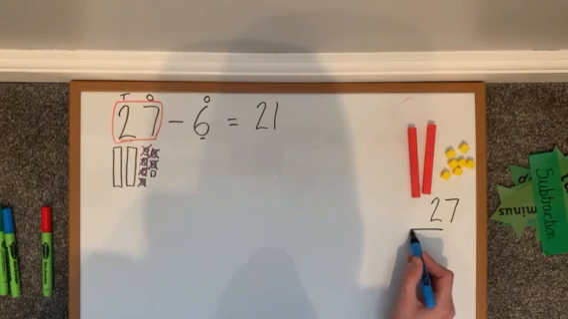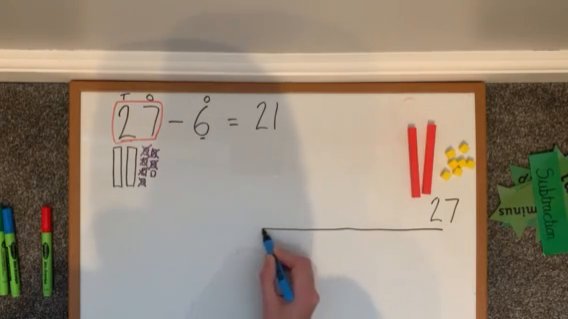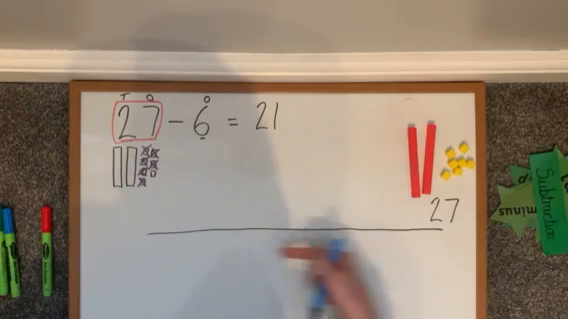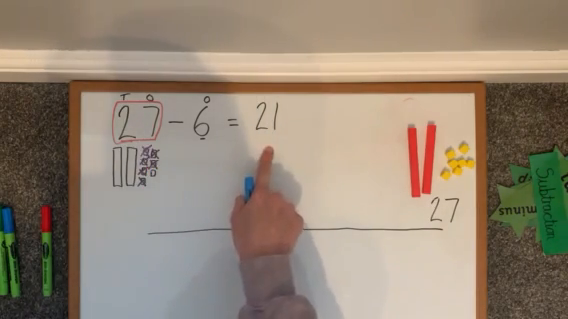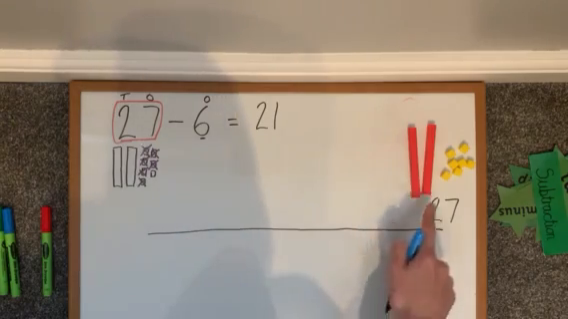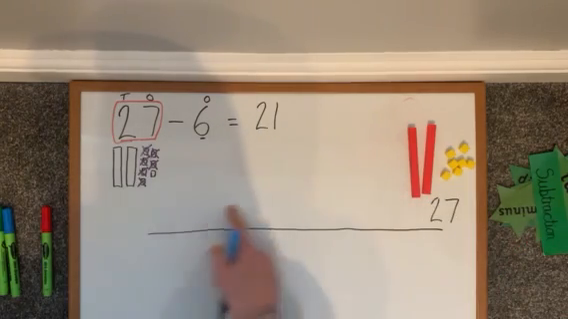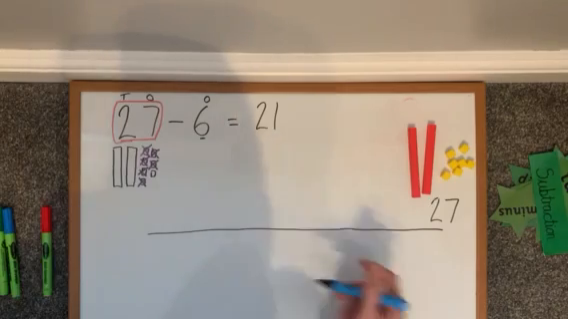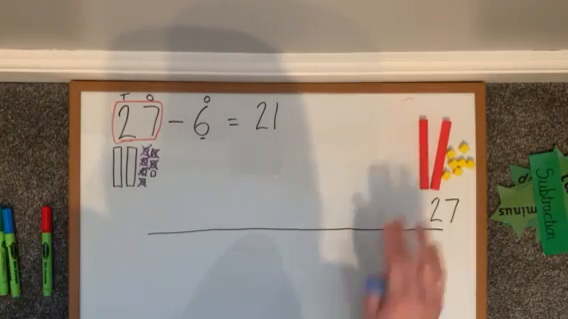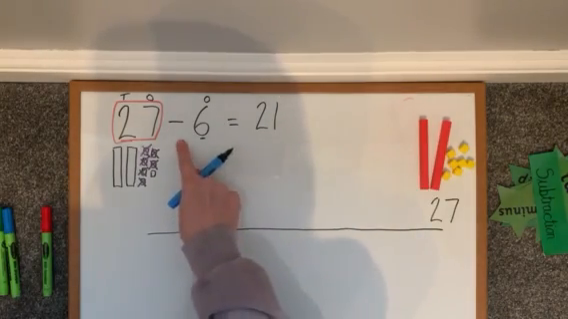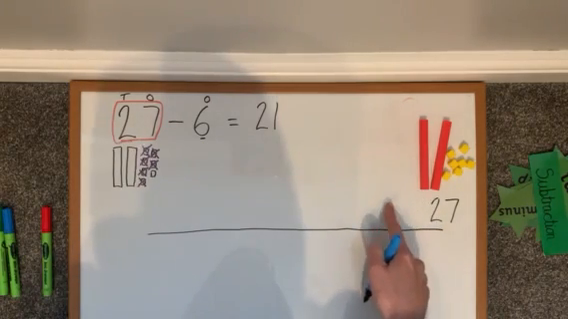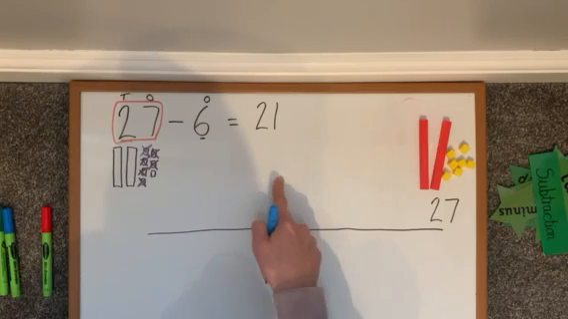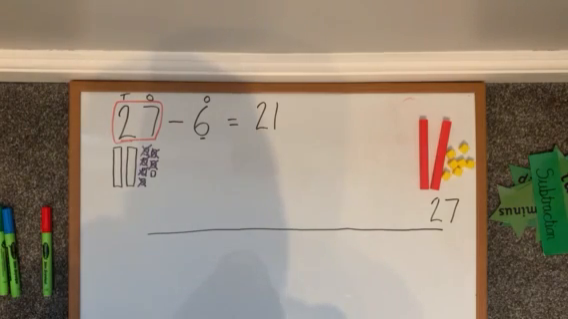Okay, I'm going to take away 6 on my number line. So I'm going to draw my number line. And we're counting backwards because we're taking away. So that means we are getting smaller. If we were getting bigger, we'd be counting forwards. We're counting backwards because we are getting smaller. So there's 27. I'm now going to take away 6.